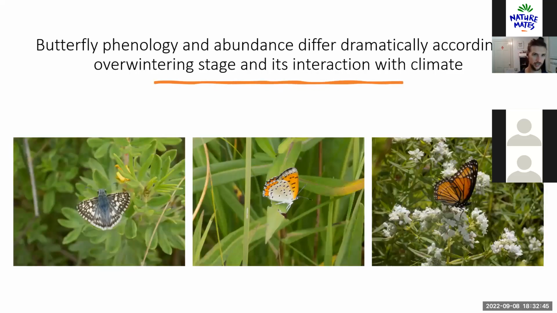So in conclusion, my work is showing that overwintering stage and its interaction with climate is critically important in butterfly phenology, and appears to also be important for abundance trends, and they differ dramatically according not just to overwintering stage, but also its interactions with climate.